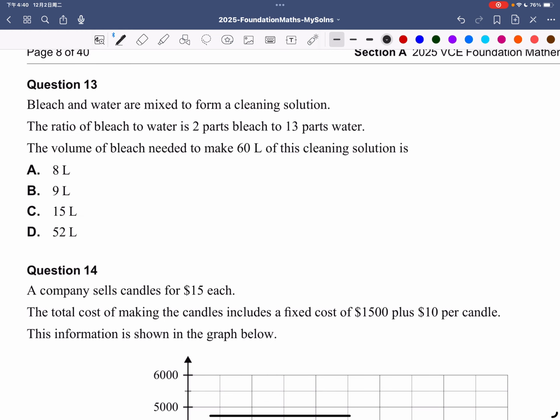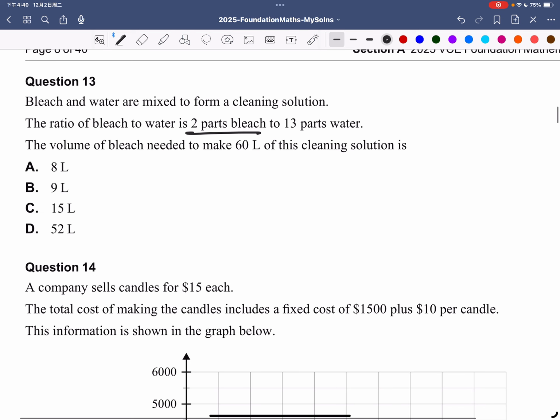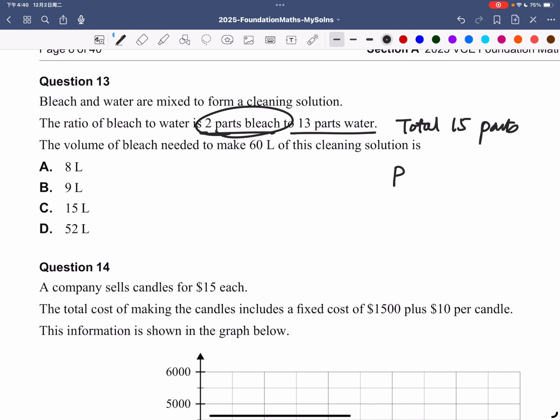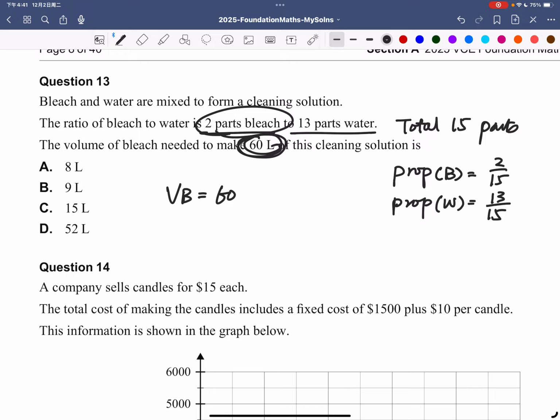bleach and water are mixed to form a cleaning solution. 2 parts bleach, 13 parts water, therefore total 15 parts. The proportion of bleach is going to be 2 out of 15, and the proportion of water is going to be 13 out of 15. Now, out of 60 liters, suppose this solution is well mixed and uniform, then the volume of bleach is going to be 60 times 2 out of 15. You can cancel this down to 4 times 2, and that's 8 liters. So that's question 13.